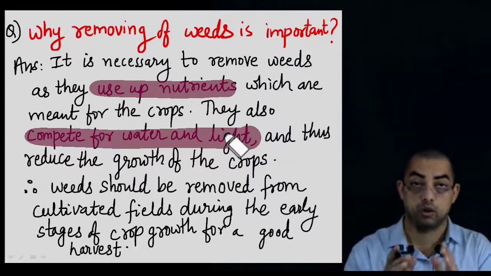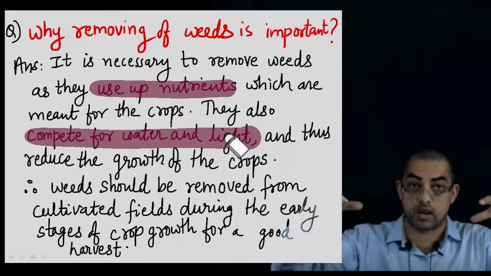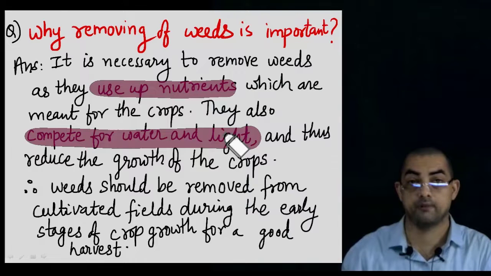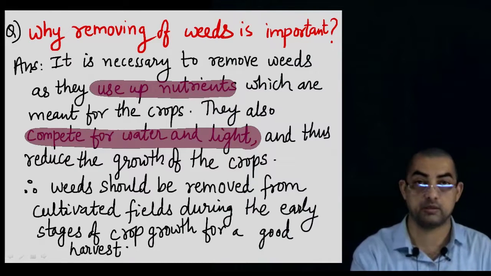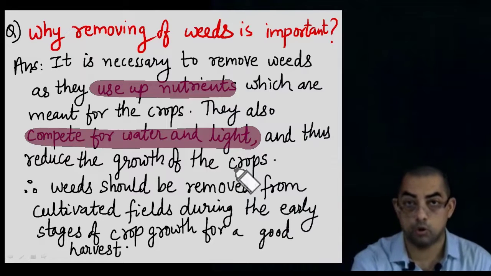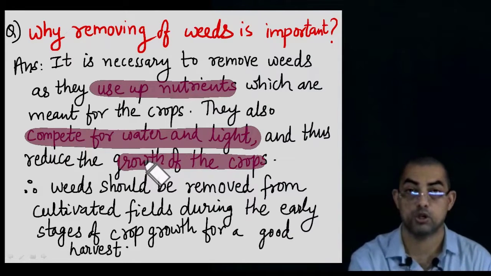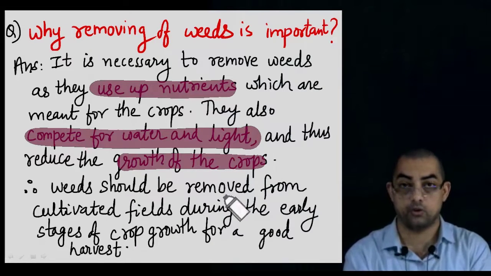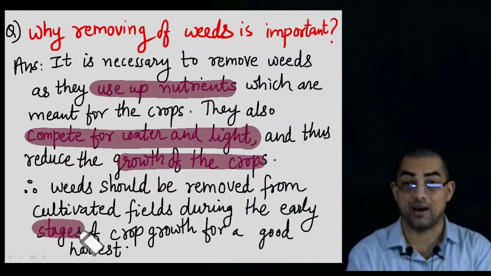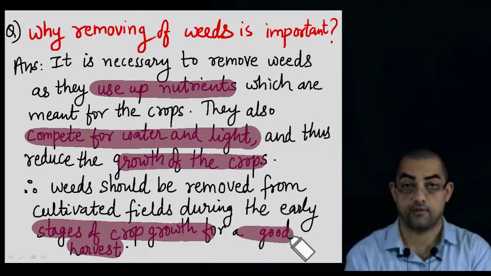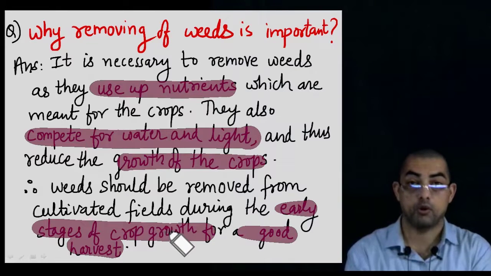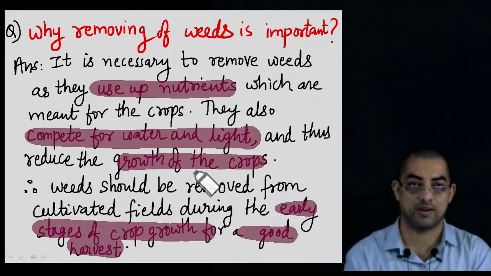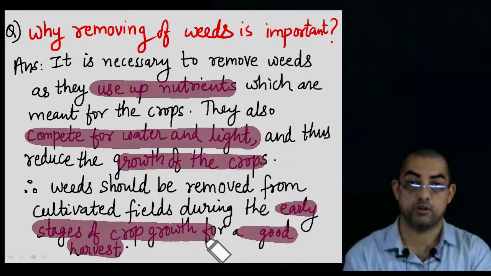Sometimes these weeds grow very tall and spread and shade our main crops. When they create a shade over our main crop, it is not able to get sunlight. So it is better to remove them, and thus they reduce the growth of the crop. If crops are not getting proper nutrition, water and light, growth of the crops will be affected. Therefore, weeds should be removed from the cultivated fields during the early stage of the crop growth for a good harvest. When should they be removed? Early. Not once the crop has already faced competition for nutrients, water and light. No, in the early stages, all these weeds need to be removed.